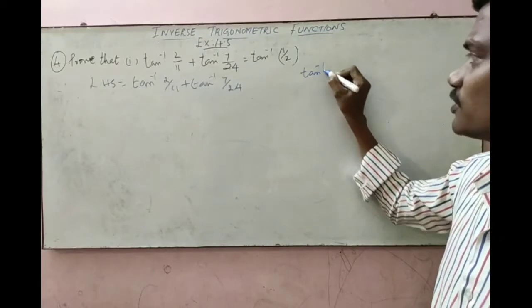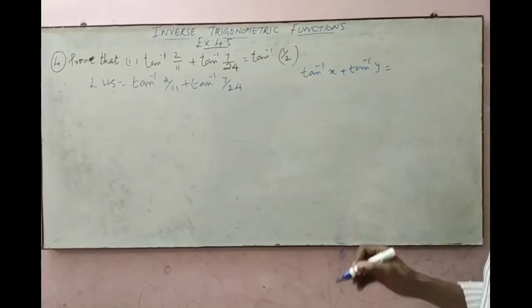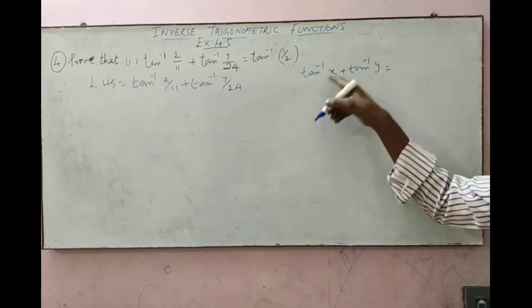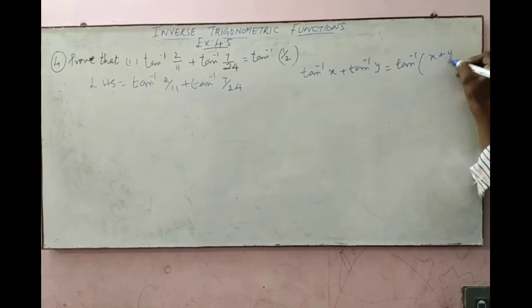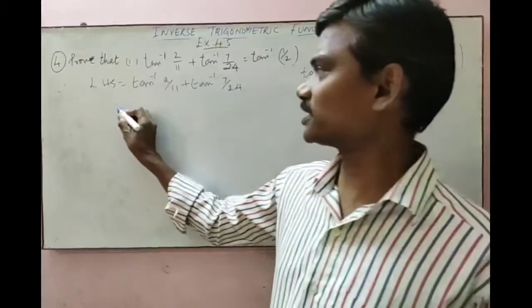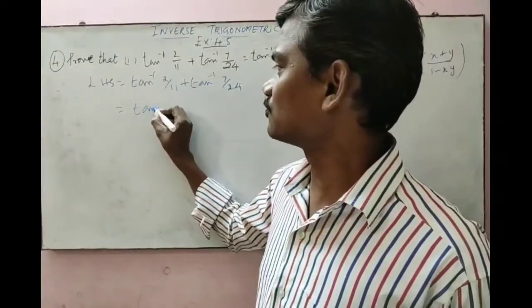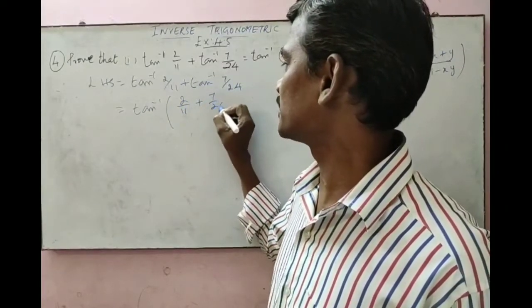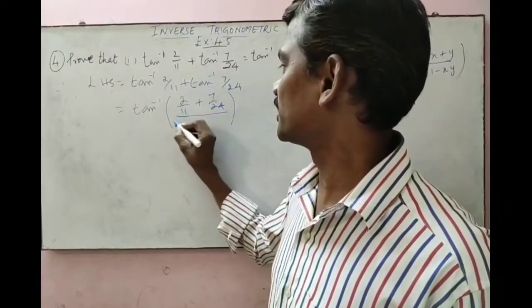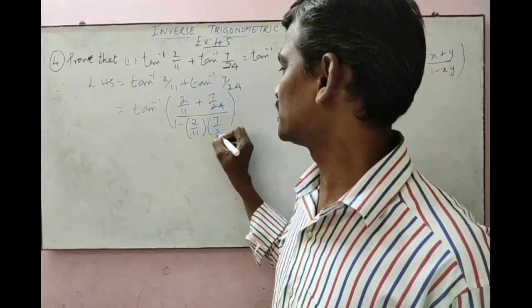Here, mere substitution of the formula tan inverse of x plus tan inverse of y. We did this in the last sum itself. Tan inverse of x plus tan inverse of y gives tan inverse of x plus y by 1 minus x into y. So using this formula here, this is x and this is y. So you will get tan inverse of x, that is 2 by 11 plus 7 by 24 whole divided by 1 minus 2 by 11 into 7 by 24.